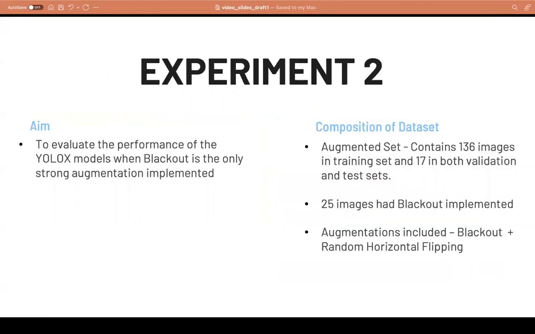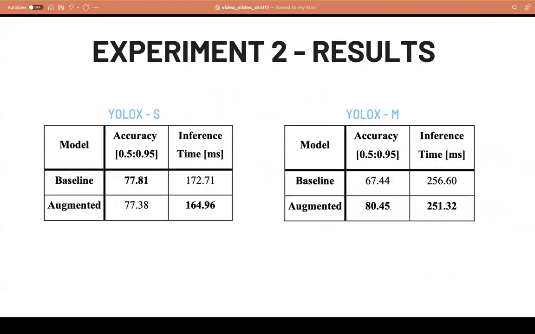In the second experiment, we were evaluating whether the accuracy would still increase if Blackout was the only strong augmentation implemented. As we can see from YOLO XS, there's not much change in accuracy. In fact, there's a slight downfall. But for YOLO XM, there's a whopping 13% increase in accuracy.